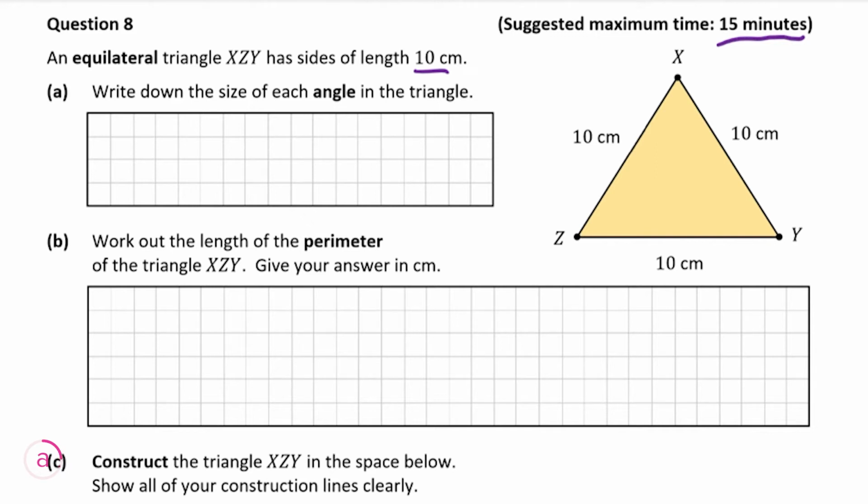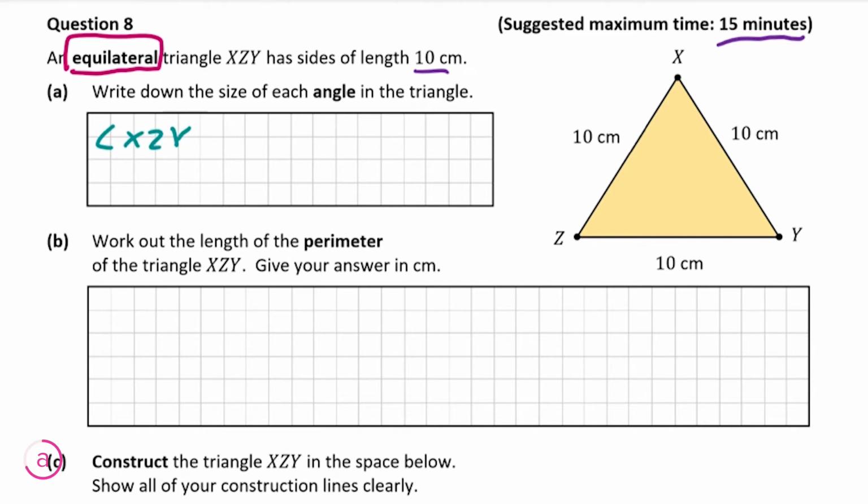So with all triangles, the degrees of all the angles add up to 180 degrees. And this triangle is equilateral. And what that means is that the lengths of all three sides are equal and that the angles are equal for all three angles. So since there's 180 degrees total and there's three angles and they're all the same, that means each angle is 60 degrees.